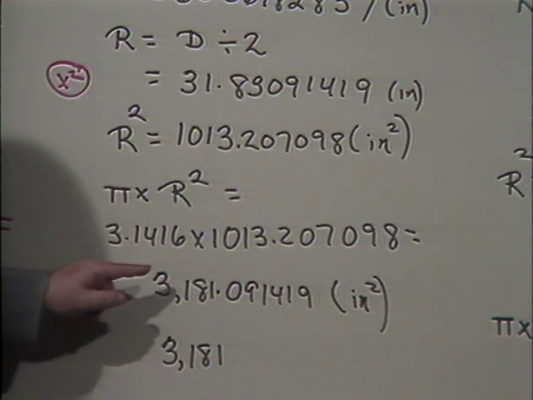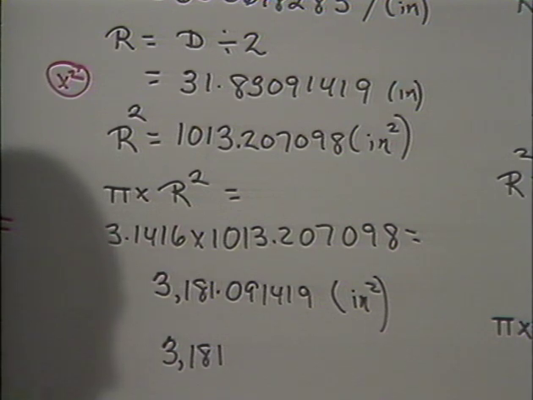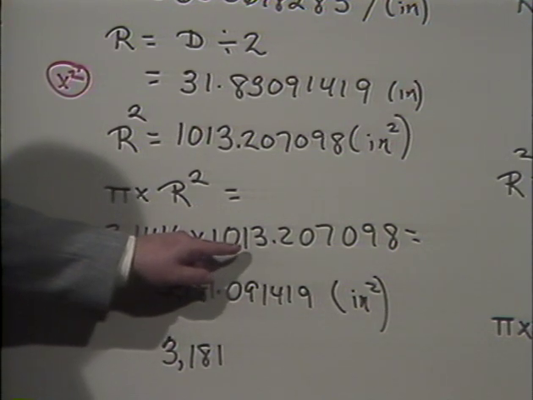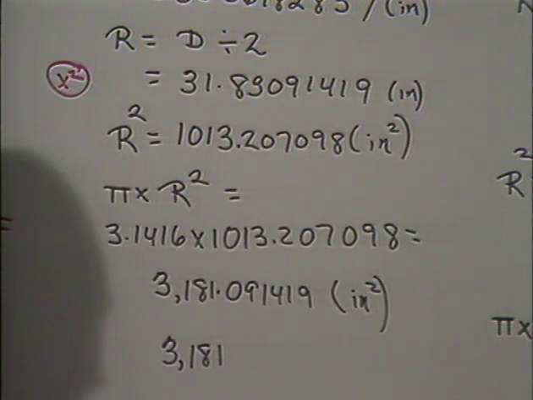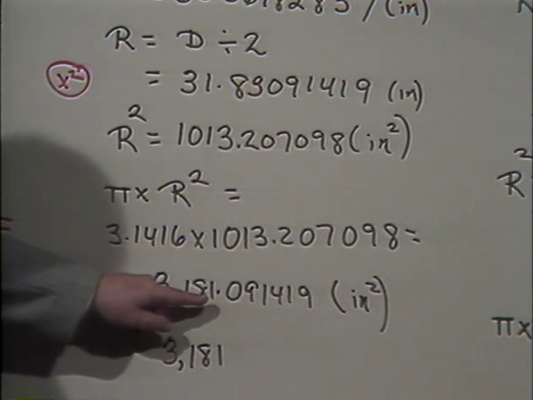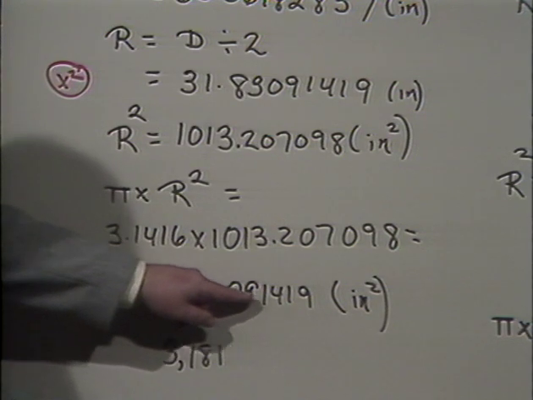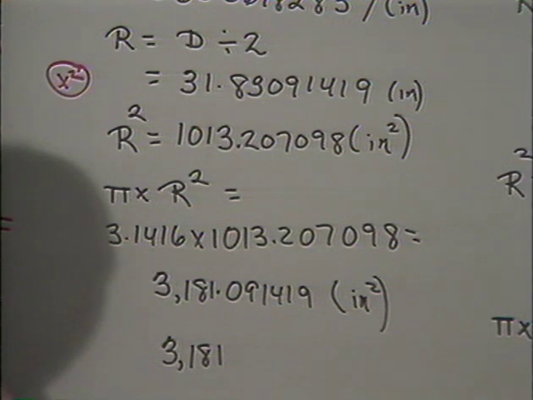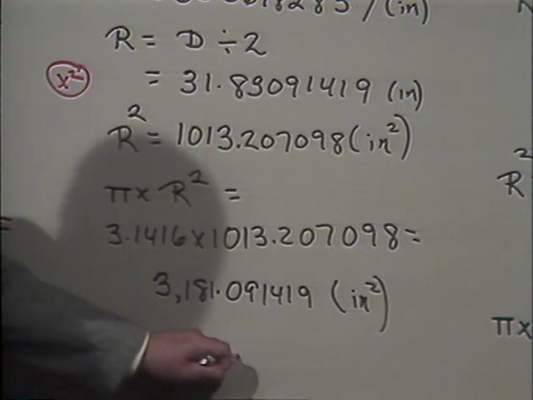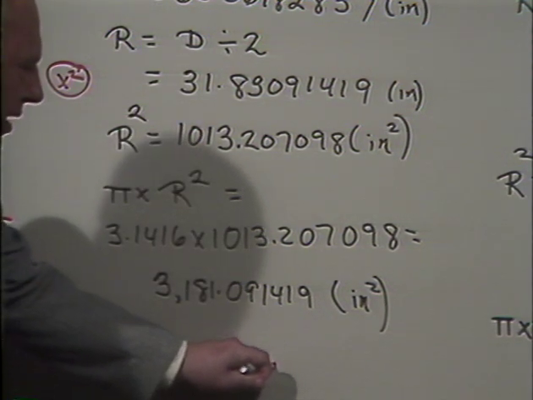We're using 3.1416, so we multiply the 1,013.207098 by 3.1416. That gives us 3,181.091419 square inches, and the problem says round off the answer to the nearest whole number of square inches, so this would be the answer.